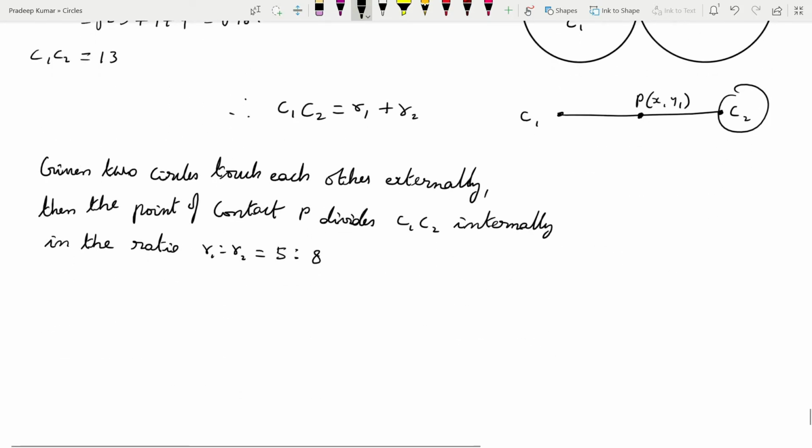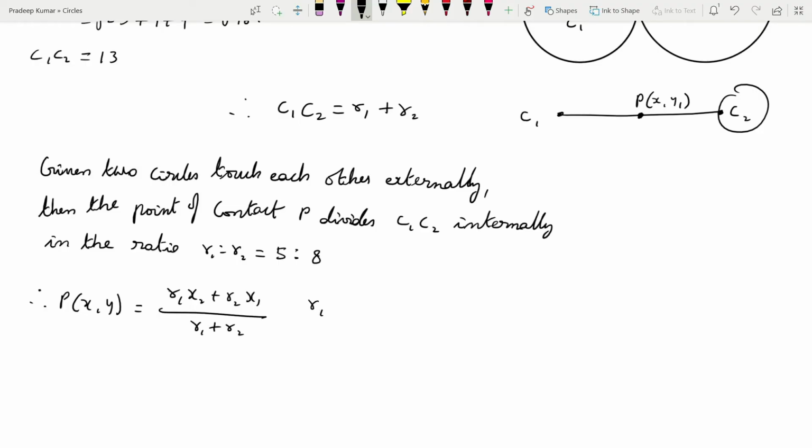So let's do that. To find this point of contact, there is a formula that I'll write here: P(x, y) equals (R1 x2 plus R2 x1) by (R1 plus R2), and (R1 y2 plus R2 y1) by (R1 plus R2). Okay, so let's substitute the values. We have all these values.